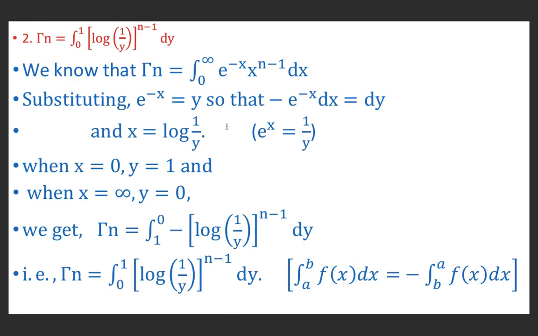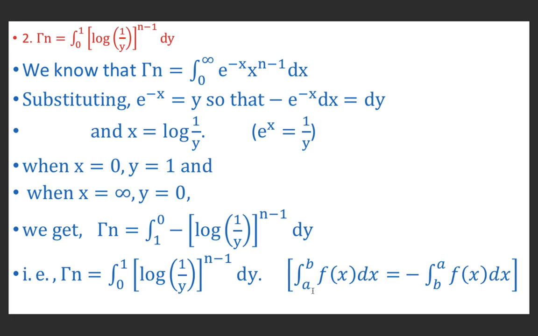we have proved that minus e raised to minus x dx is equal to dy. So if we shift minus to this side, e raised to minus x dx equal to minus dy. Now here x raised to n minus 1, where x is equal to log 1 upon y, so log 1 upon y whole raised to n minus 1 dy.